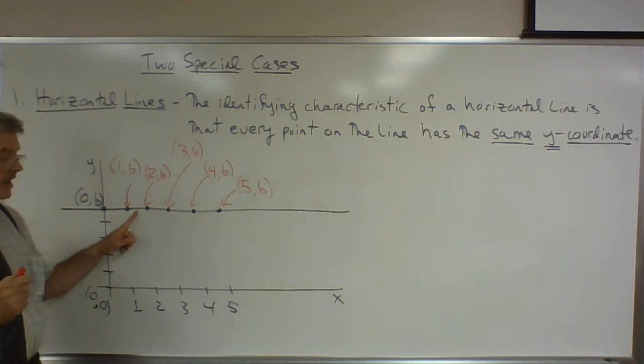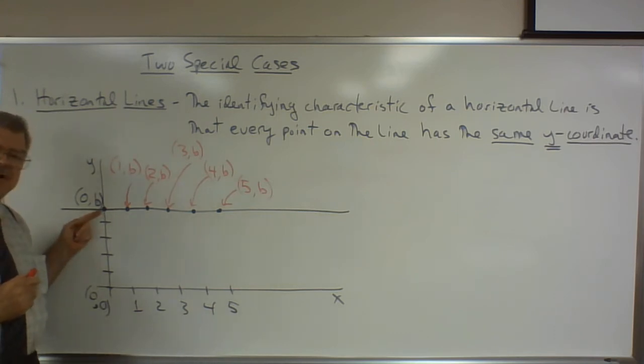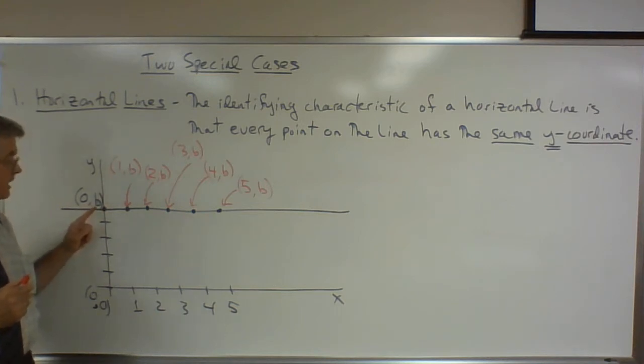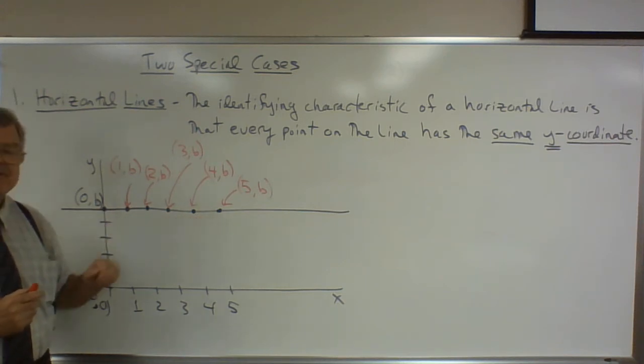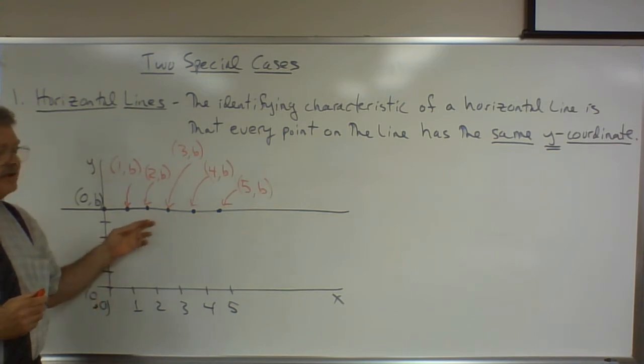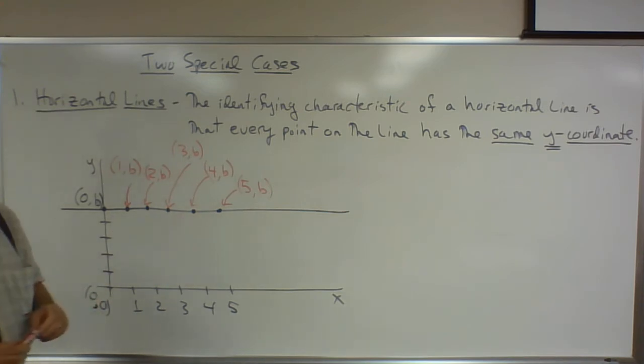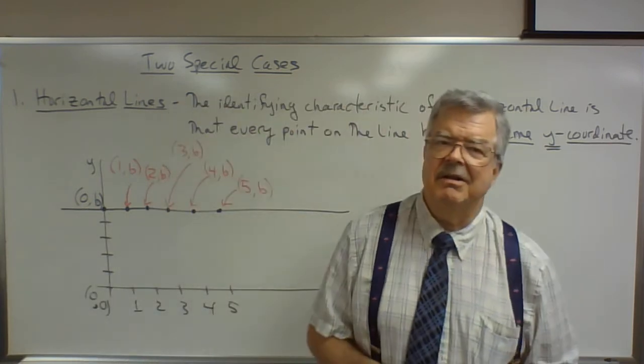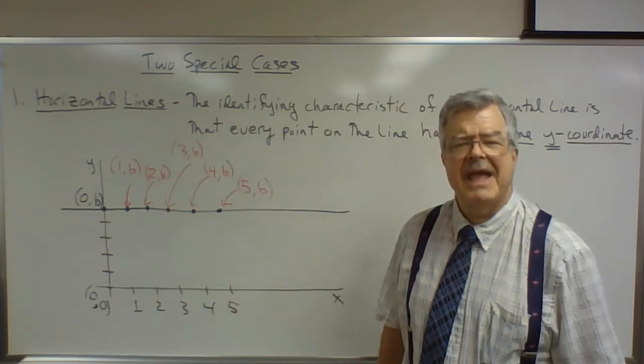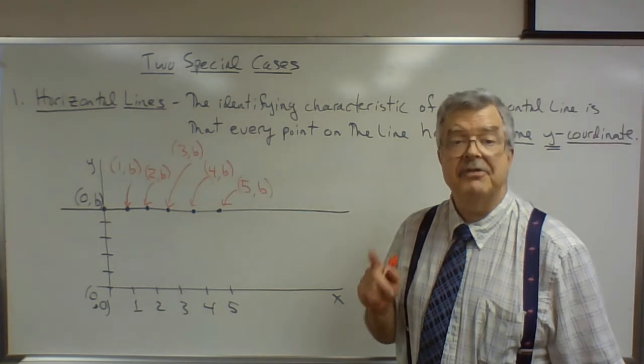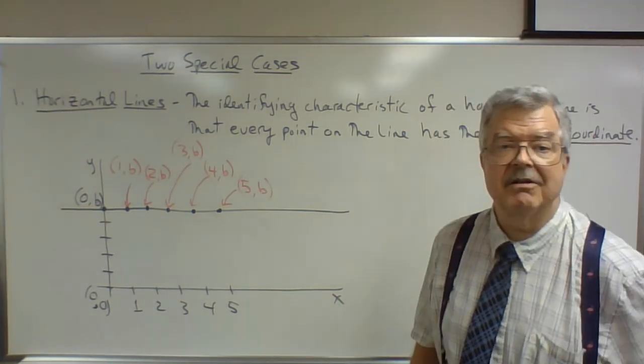And we look at where the horizontal line crosses the y-axis, this y-intercept. The y-intercept of a horizontal line, in this case b, is going to be the same as the y-coordinate for every other point on this horizontal line. Now, let's see what ramifications this has for the slope of a horizontal line.